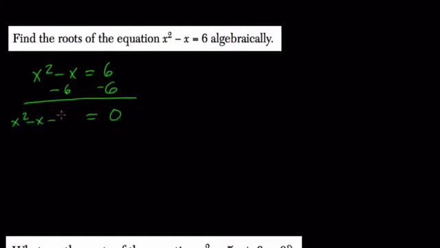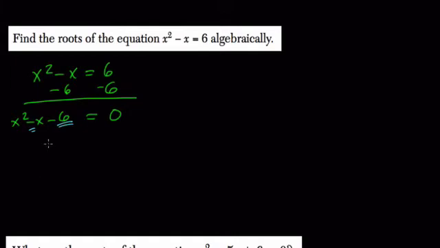Find the roots of this algebraically. Okay. So x squared minus x equals 6. So we subtract 6 from both sides. We want to get this equal to 0. And 0 equals x squared minus x minus 6. So in general, when you're finding the roots, the next step is to factor. And all you have to do to factor is find numbers that multiply to this term that add up to negative b.